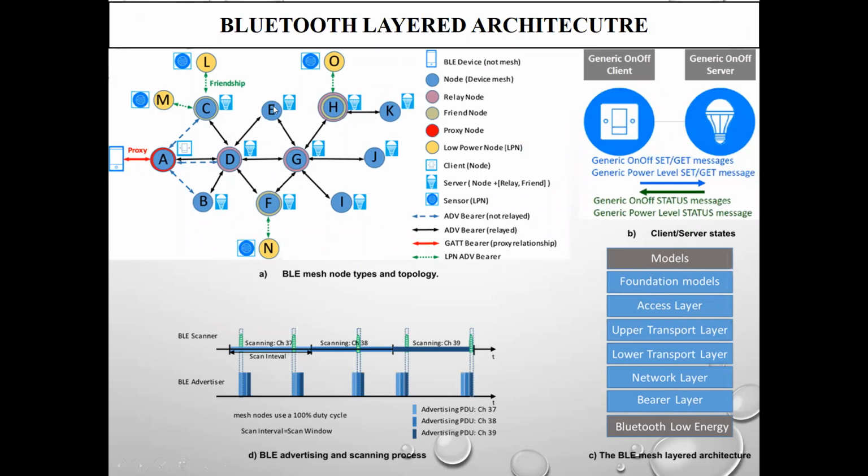Here you can see the Bluetooth mesh node types and topologies. This node A is a proxy node which directly connects to the device. Here you can see relay nodes, friend nodes, and low energy nodes also. These are the layered architecture of Bluetooth used to receive and transmit the data from source to destination. These layers are used in Bluetooth mesh. This is the scanning process of Bluetooth.